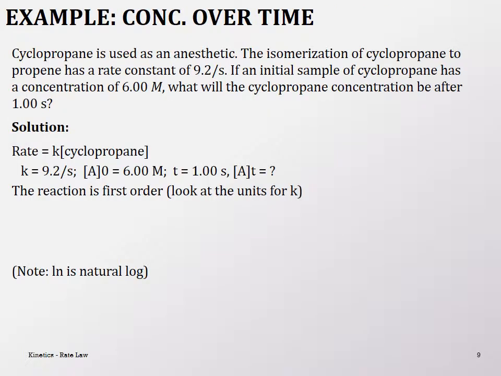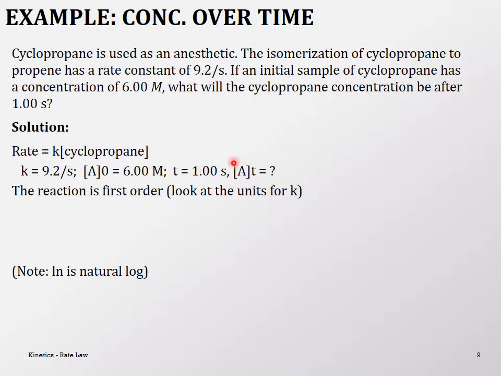Let's look at an example for the calculation of concentration over time. Cyclopropane is used as an anesthetic. The isomerization of cyclopropane to propene has a rate constant of 9.2 per second. If an initial sample of cyclopropane has a concentration of 6, what will be the cyclopropane concentration after 1 second? Okay, so initially A0 is 6, and time for us is 1 second.